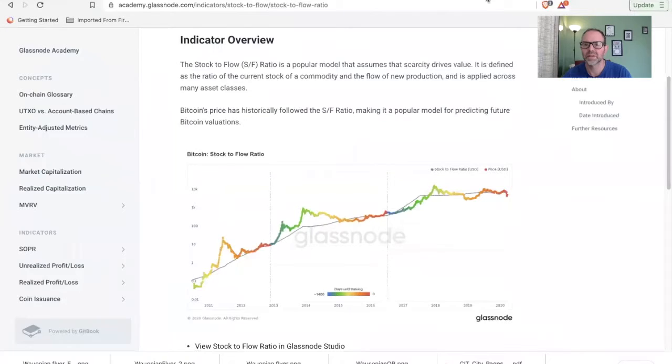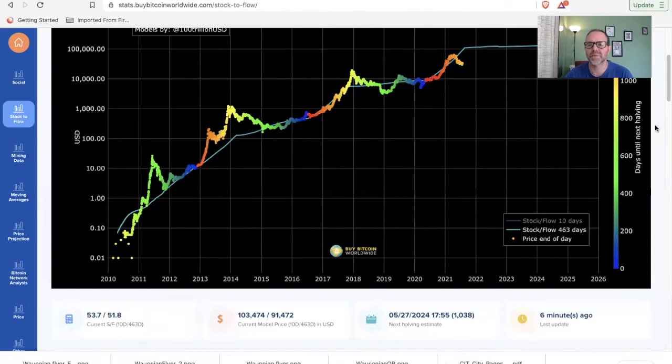Anyway, with that out of the way, let's dive into the stock to flow model. Okay, so I have pulled up the stock to flow chart. As we're going to talk about in a minute, you've probably seen this chart on other channels too. Well, what the heck does it mean? What is stock to flow?